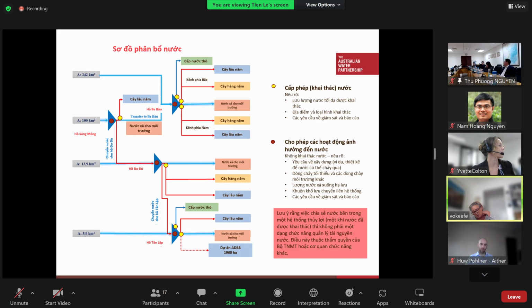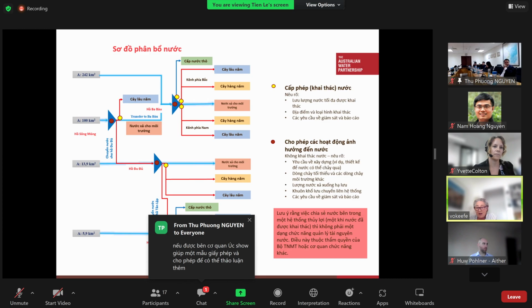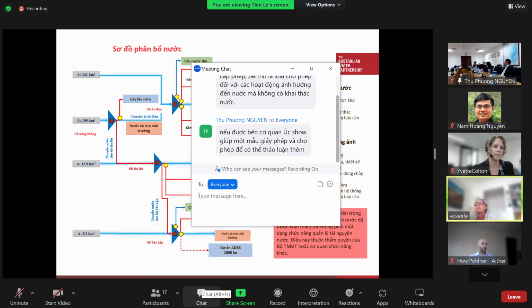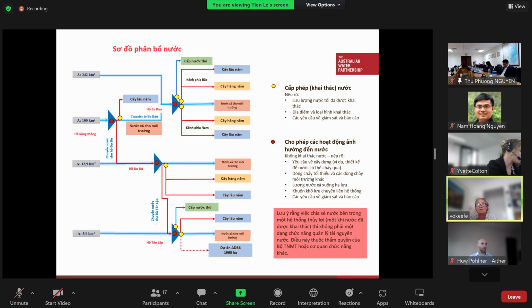The second question was about limits and how do you decide when to stop issuing licenses? And that is a very difficult question that everybody in the world struggles with, I think. And in Vietnam, for groundwater, you are thinking through what are the limits on extraction. For surface water, it is much harder because of the variability of surface water.